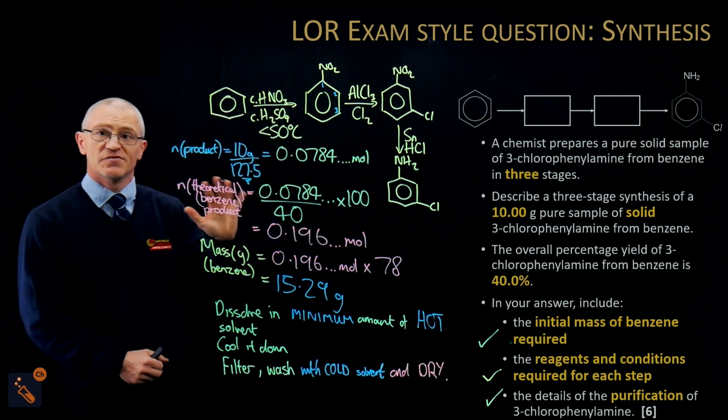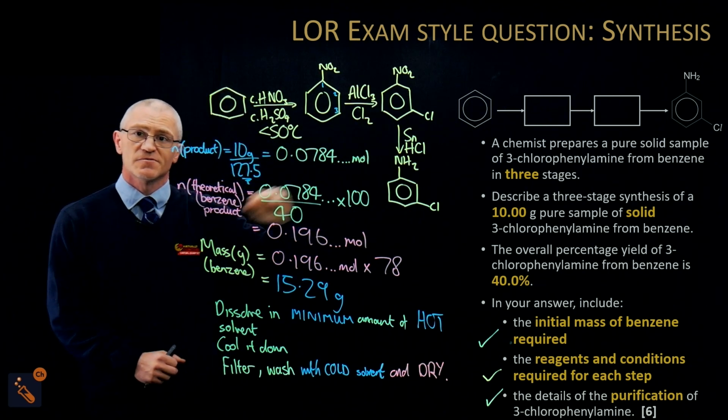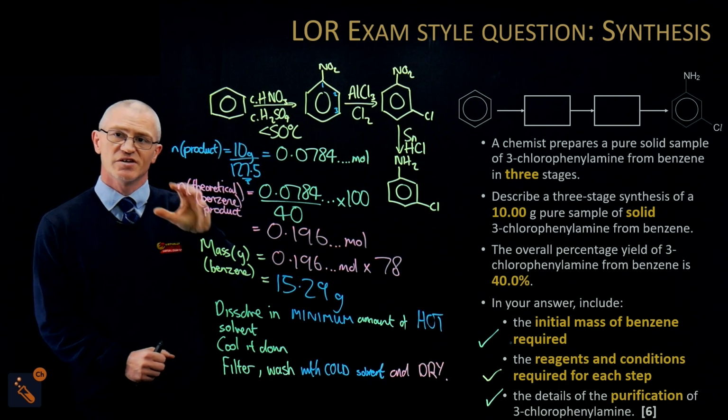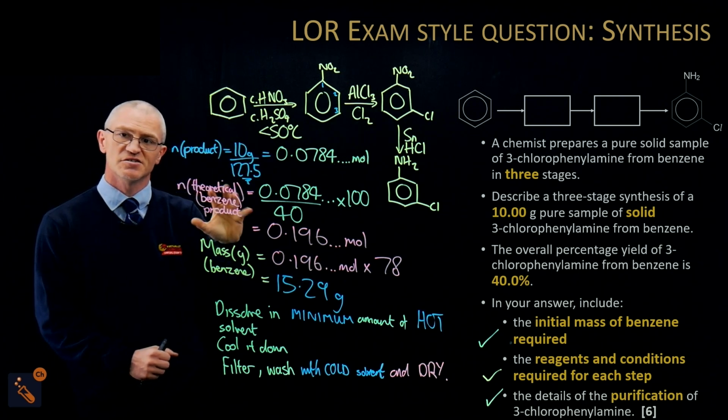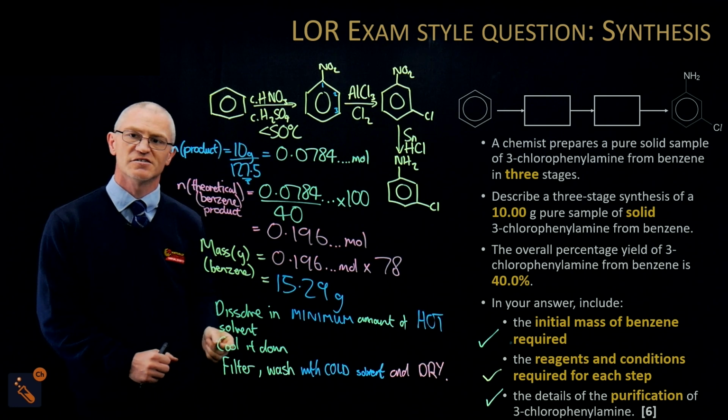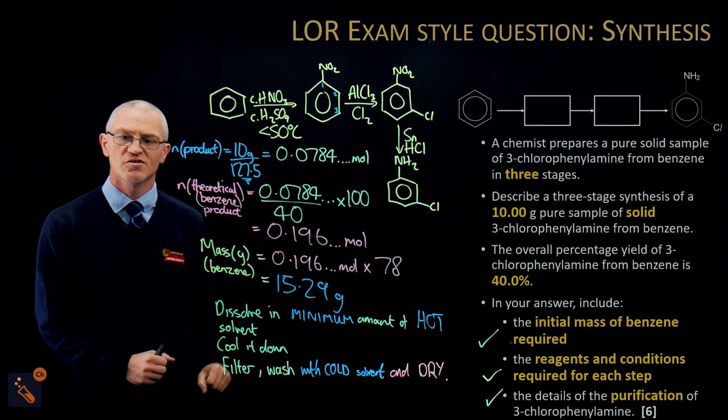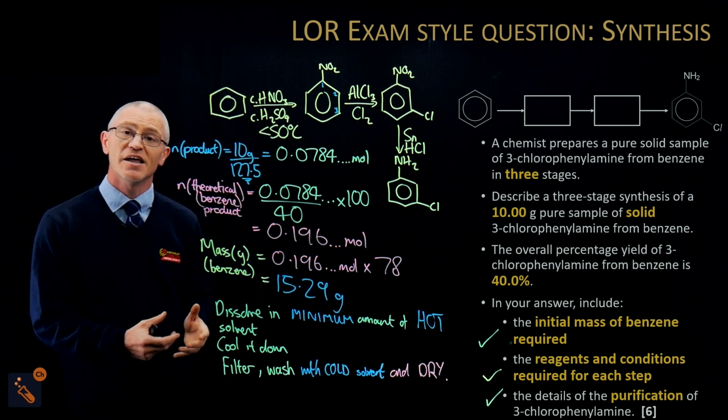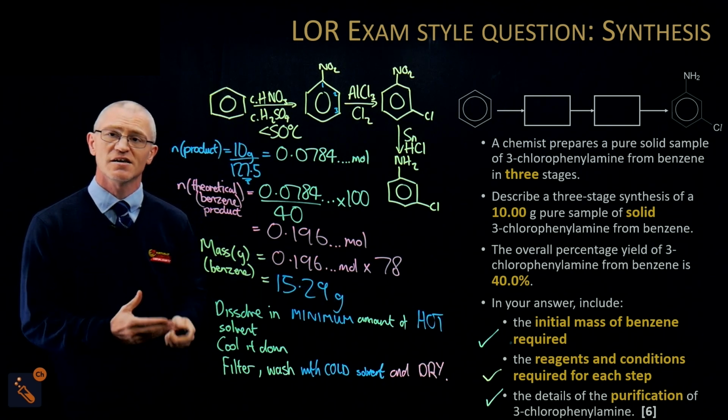So you've got all 3 levels. Our first level is our synthesis, which relies on directing groups. Then you've got your yield calculation here that finds out the mass of benzene at the start, and then you just describe recrystallization. And that is how you do an LOR question.